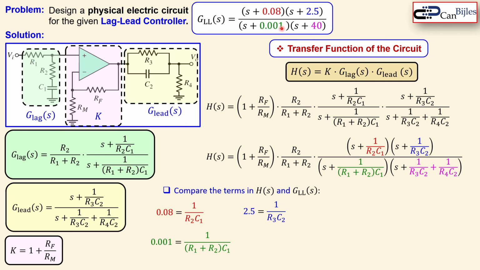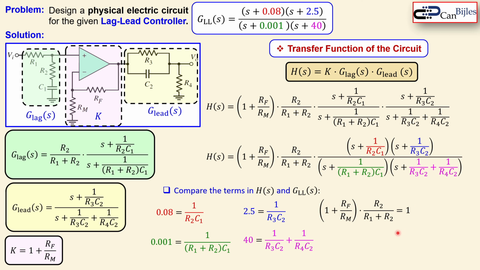The 0.001 must be 1 over (R1 plus R2) times C1, that's shown here. And the 40 here in pink is then 1 over R3 times C2 plus 1 over R4 times C2. That's shown all here. In addition, we know that there is a coefficient which is just 1, and this whole thing here as the parameter must also be 1. That means this is completely 1.